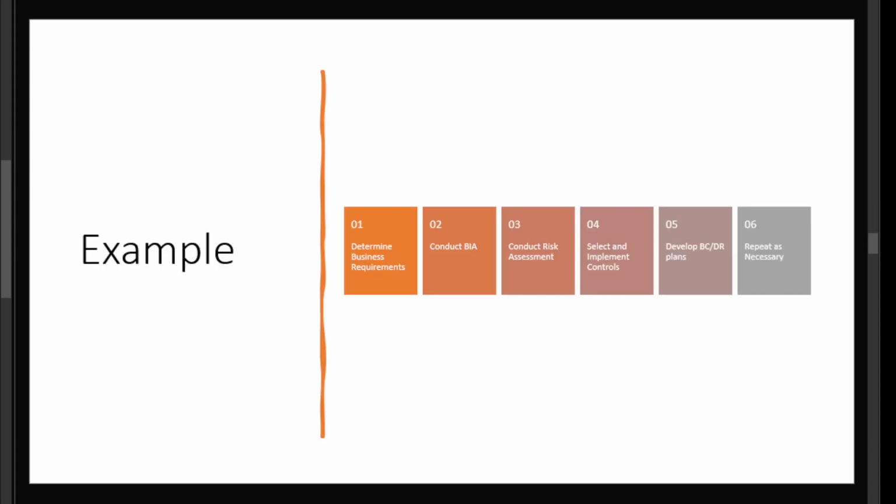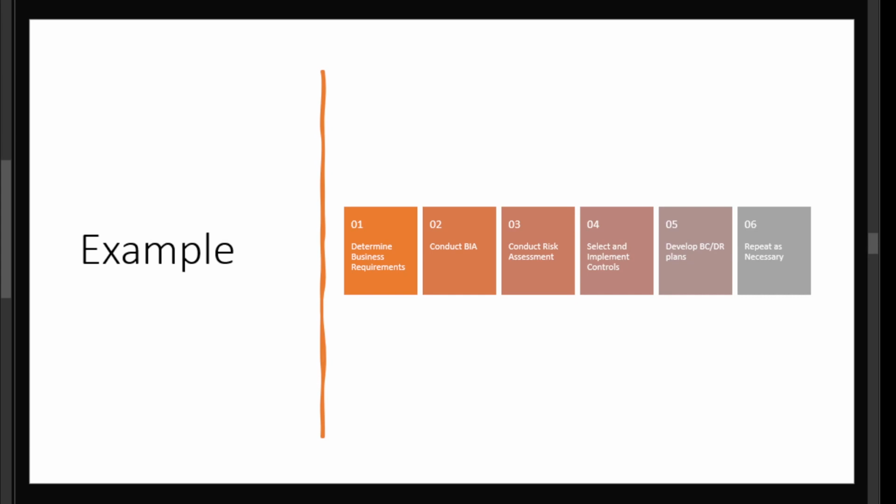An example of risk. So, determine business requirements, an example of a risk analysis process all the way through. Determine business requirements. What does the business need? We've inventoried all of the data. We've done data discovery. Conduct a BIA. Now, using those business requirements and that data discovery, we now conduct the business impact analysis.